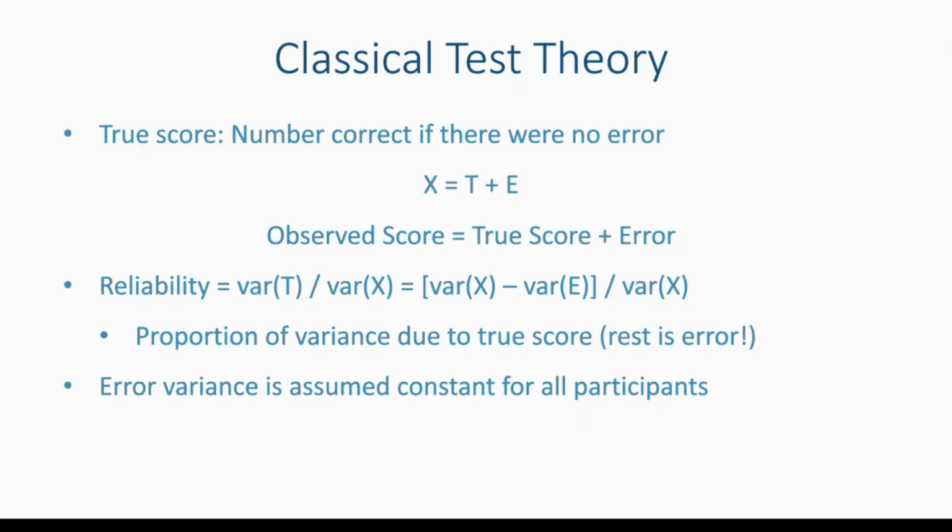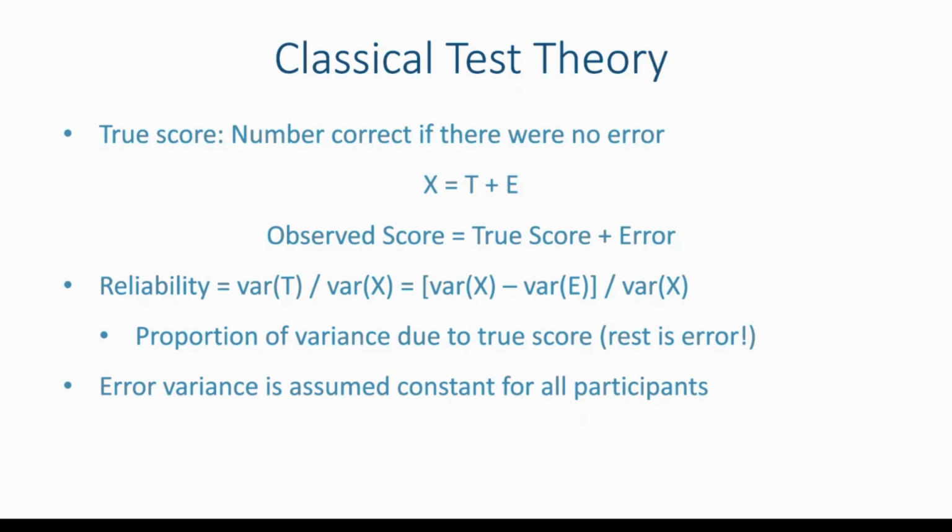So the observed score, X, is actually made up of 2 parts. It's made up of the true score plus the error that exists during the measurement process of collecting the data. Now, a very interesting concept that is rooted in the history of classical test theory is reliability.